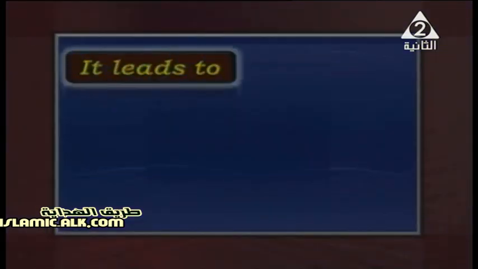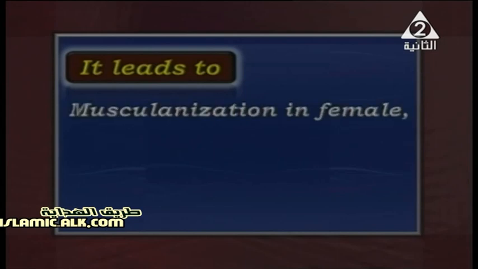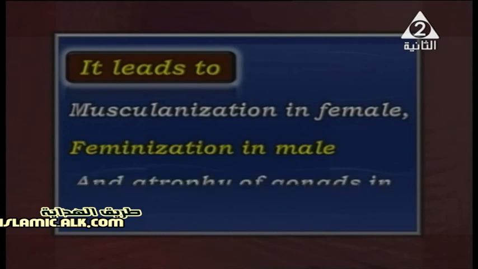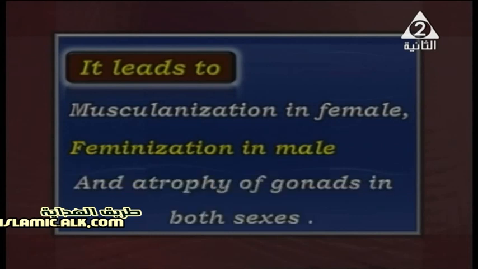Number one, that leads to masculinization in the female, or increased strength of the muscles in the female. And on the other side, in the male, something called feminization. The muscles and bones become softer instead of being very strong in the male. And finally, atrophy of the gonads in both sexes, male and female.